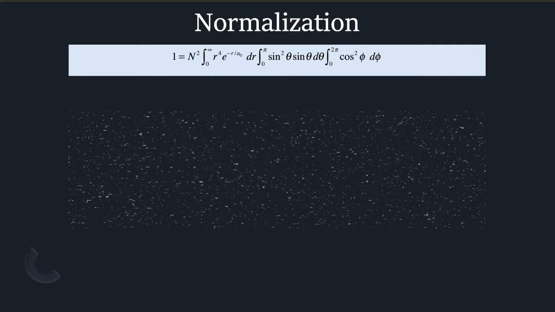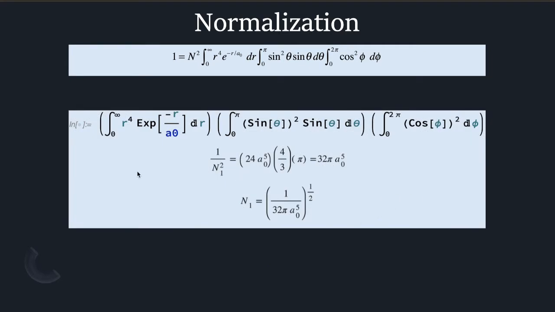Now we need to multiply all 3 of those terms together to get the final answer. Let's divide through by n squared, and then finally solve for n1. The normalization constant of wave function psi1 is the square root of 1 over 32 pi times a0, the Bohr radius, raised to the 5th power.